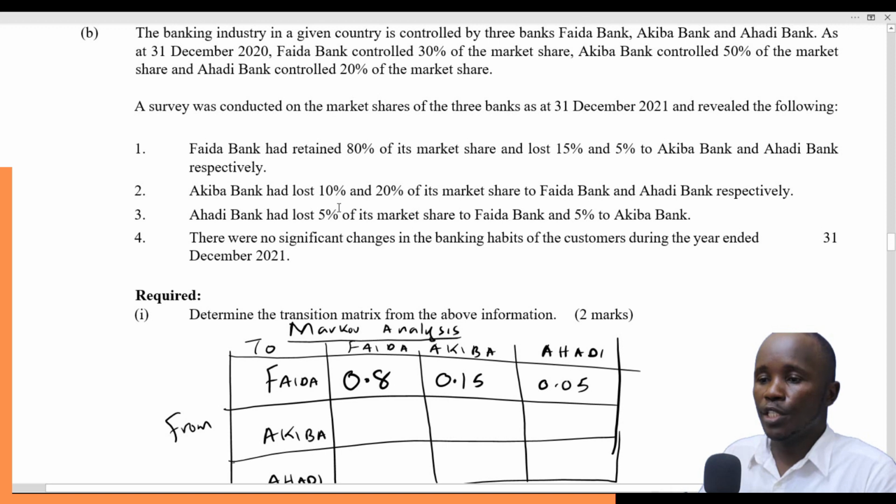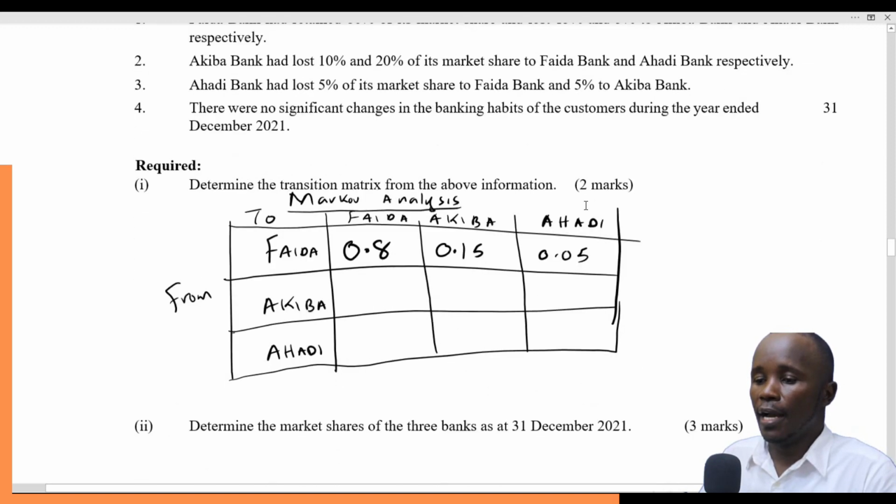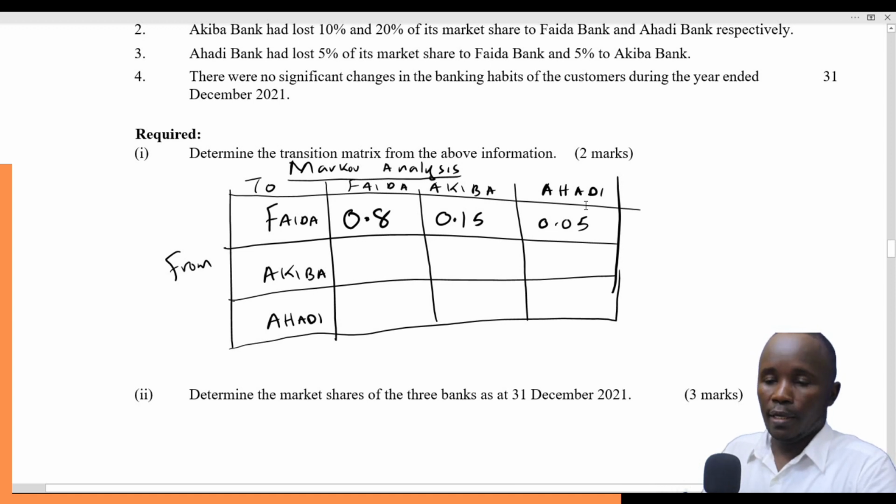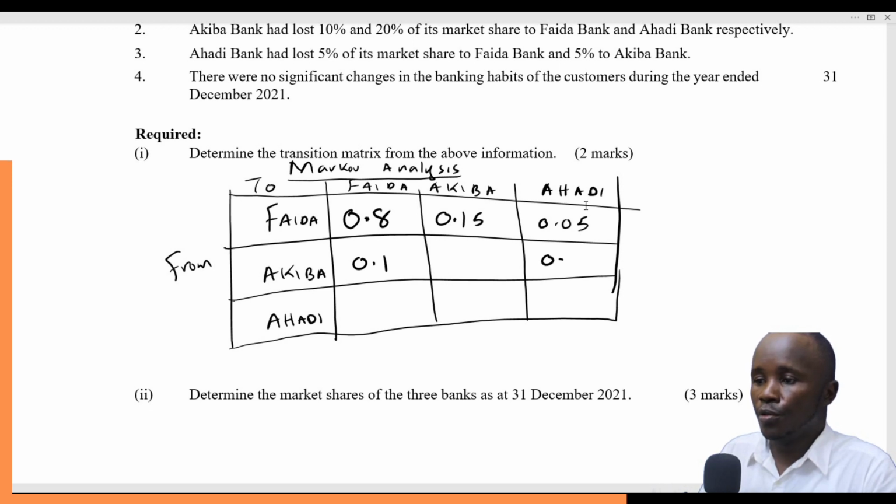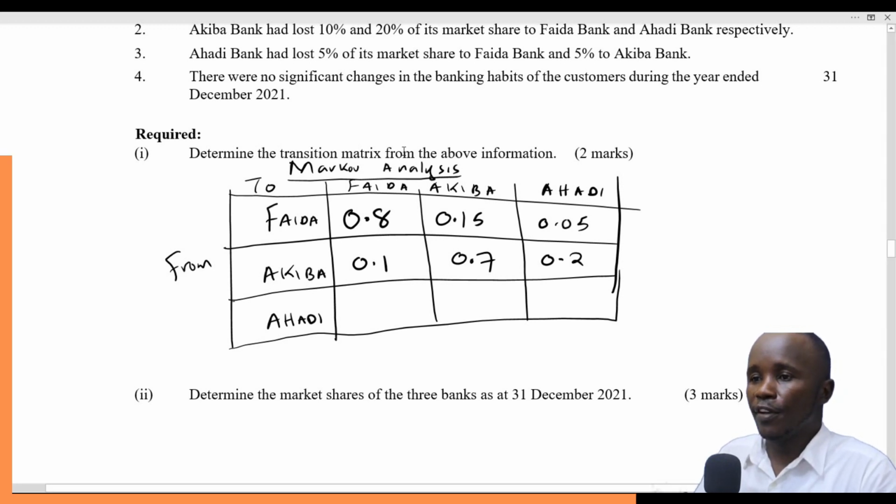Akiba Bank lost 10% and 20% of its market share to Faida and Ahadi. So what does it mean? Faida will take 10%, 0.1. Ahadi will take 0.2, and the balance, those remaining with Akiba, is 0.7. Number 3. Ahadi lost 5% of the market share to Faida Bank and 5% to Akiba.